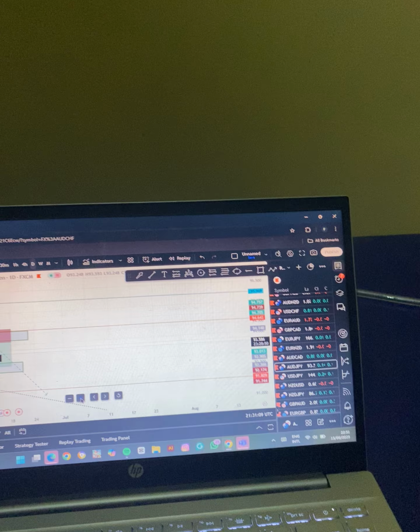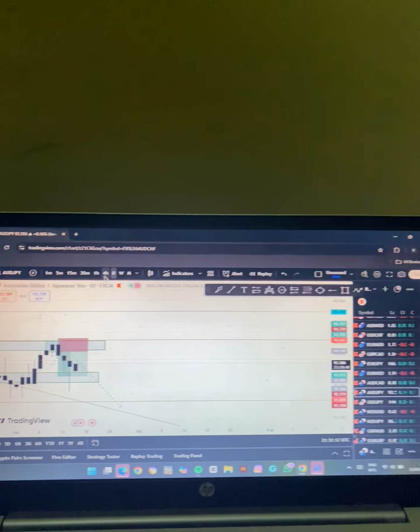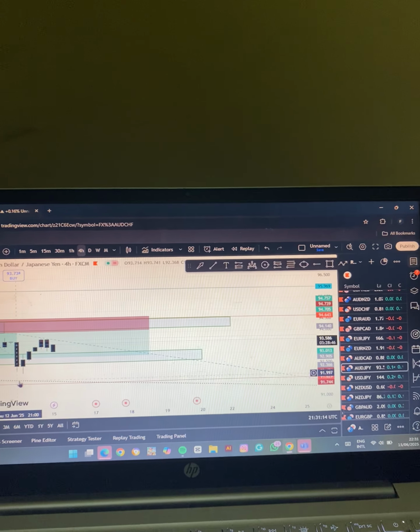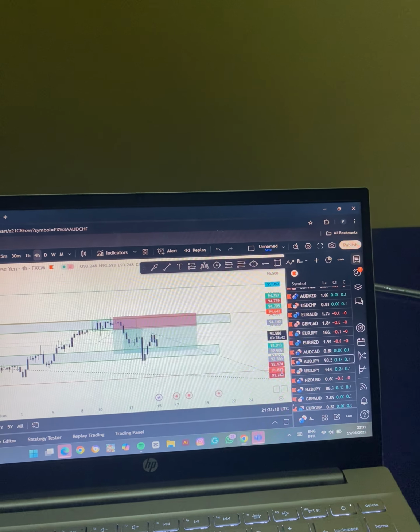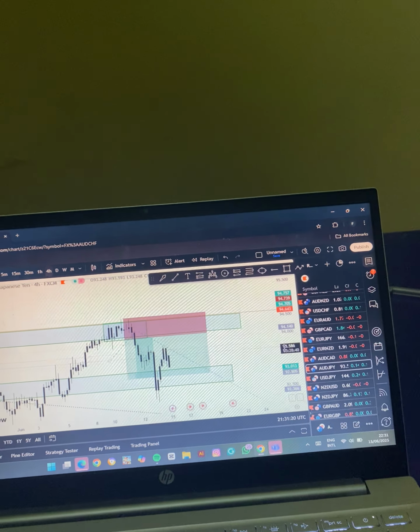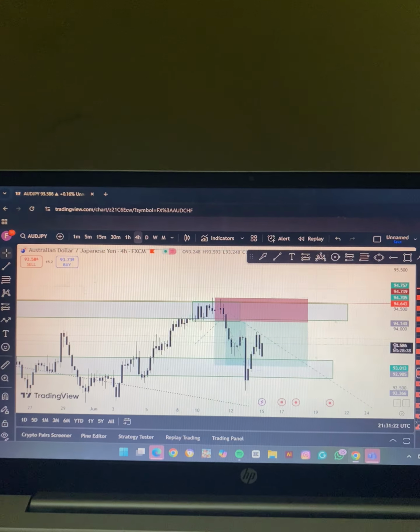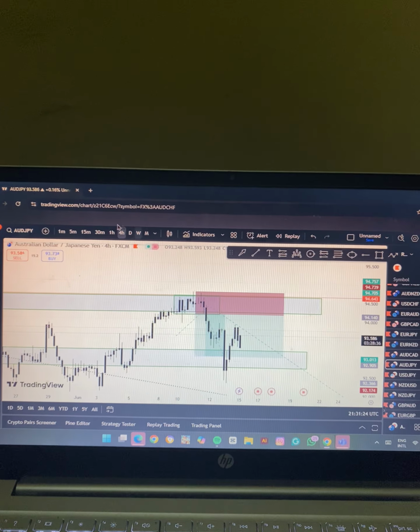It's just there. Then if you want a clearer entry, you go to a lower time frame. Look for a change of structure. Just look for something that shows a reversal pattern. So you probably have to study a reversal pattern.